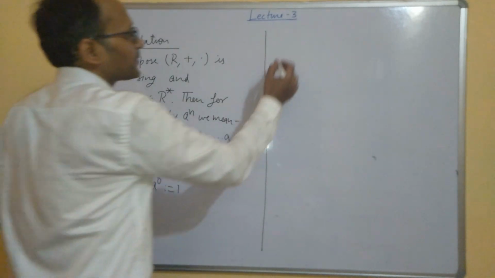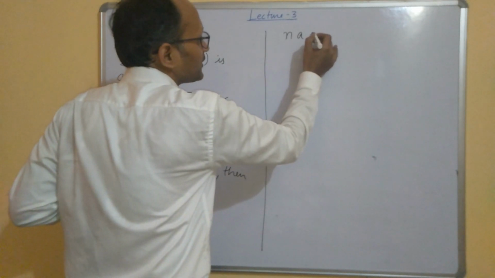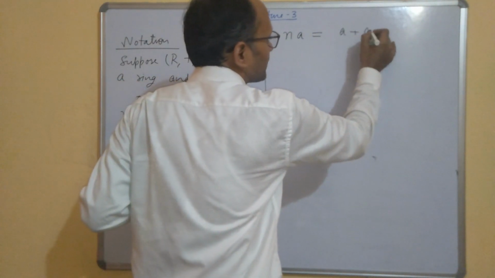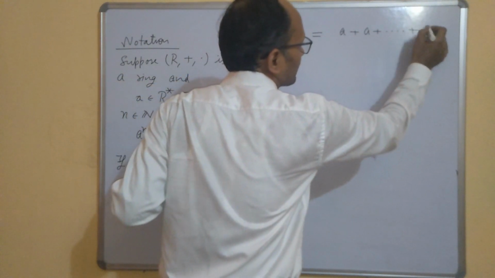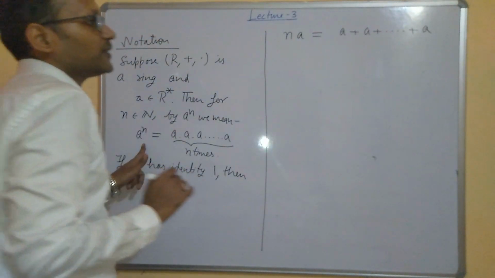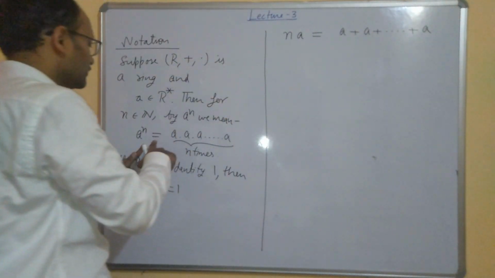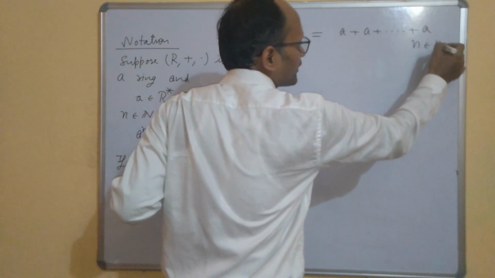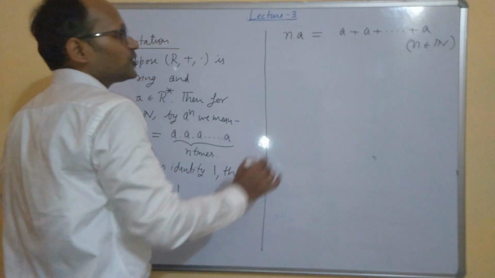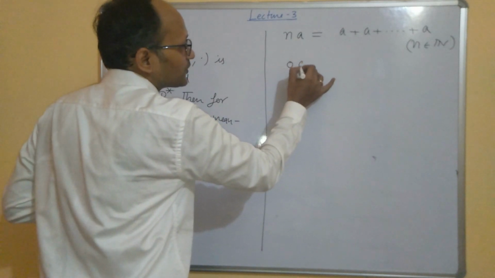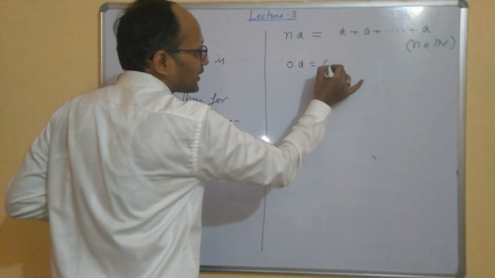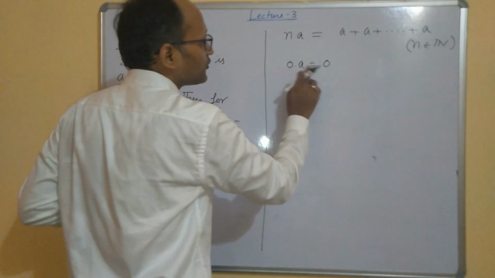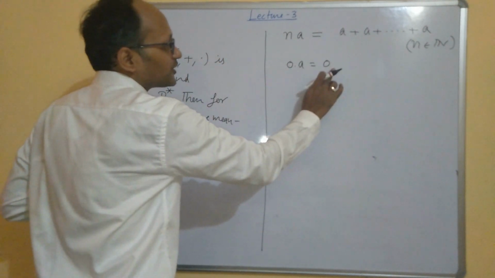Now similarly, by na we mean the sum of a, n times. So if n belongs to N. For 0, we know 0 times a means 0. So 0a means 0 into a, you can say. So it is 0.